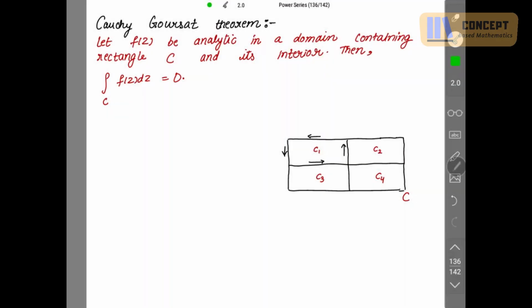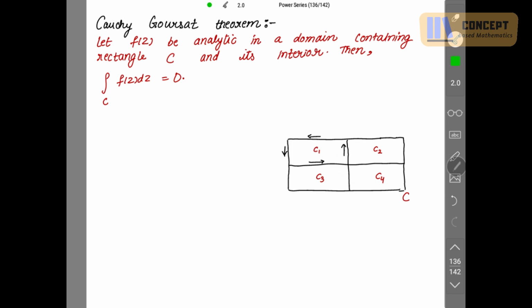Cauchy-Goursat Theorem. Let f(z) be analytic in a domain containing rectangle C and its interior. Then the integral over C of f(z) dz is equal to 0. Here this closed contour is your rectangle and it has been divided into 4 equal congruent rectangles.